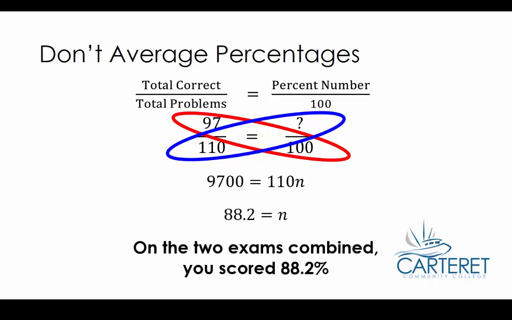we see that on the 2 exams combined, you scored 88.2%, much higher than the 80% average of the 2 individual exam percentages. Again, be careful. As a general rule, you should never average percentages.